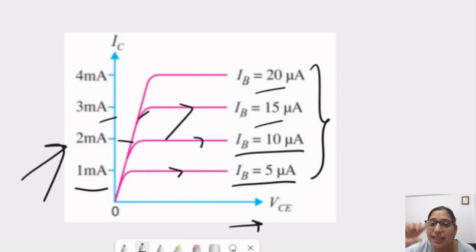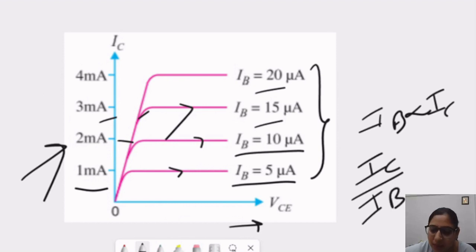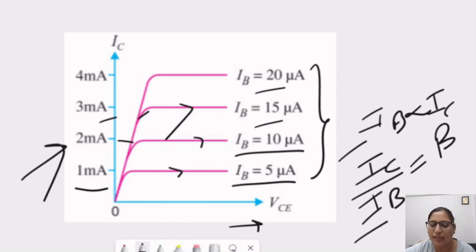It means if we increase the base current, IC also increases. So IB and IC are directly proportional. IC is proportional to IB with a factor of beta. So the output current, which is IC, and the input current, which is IB, their ratio is the current gain, or beta. This is our output current gain, which is beta. This is our output current and this is our input current. So IC upon IB is beta, the output current gain.